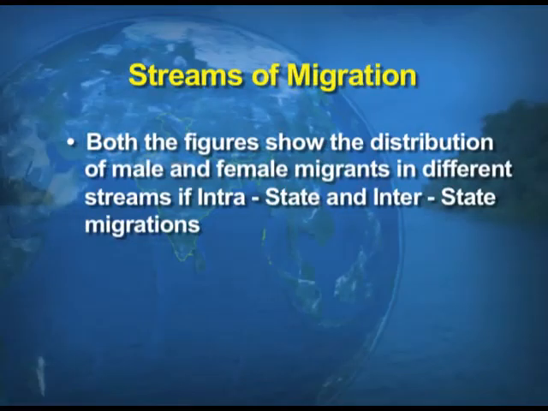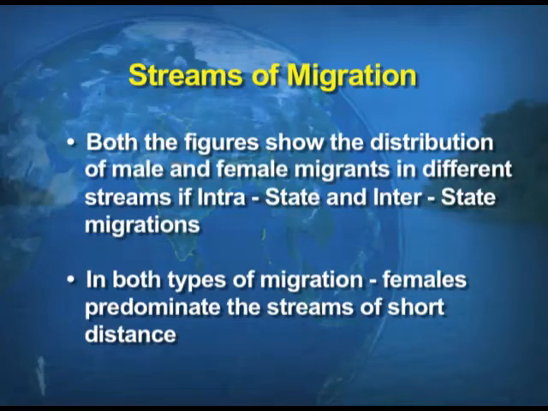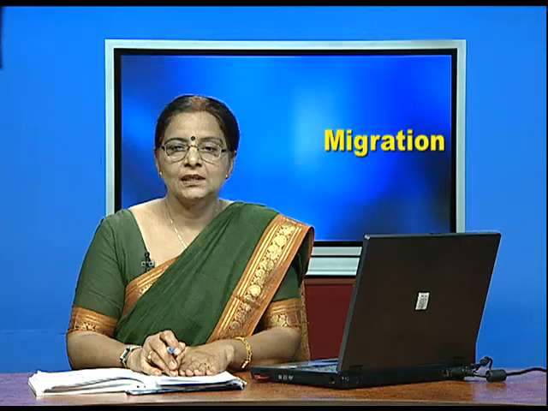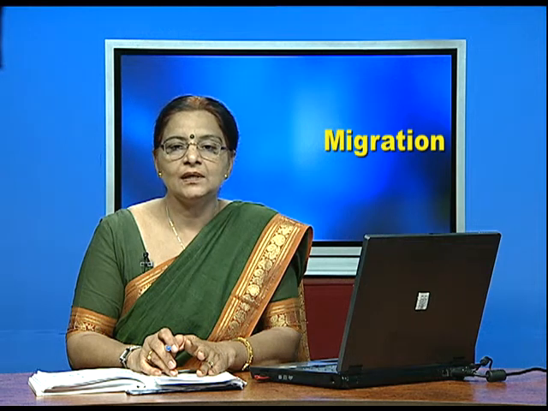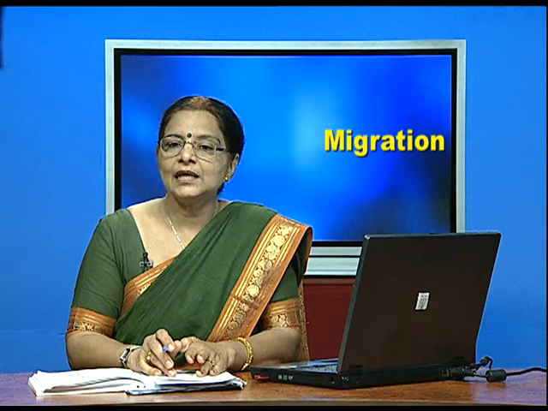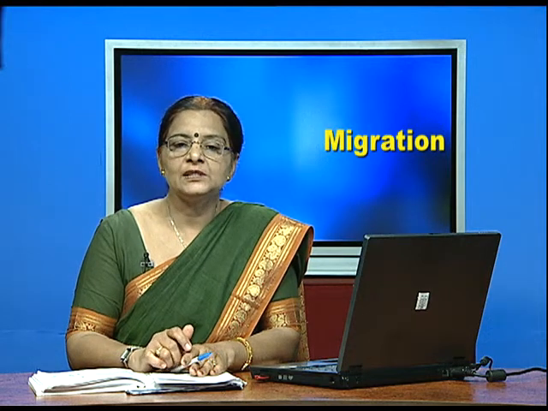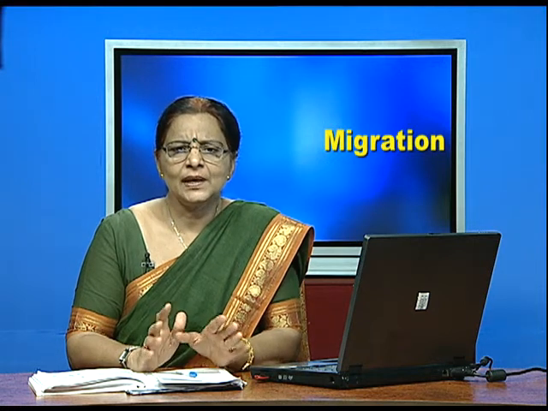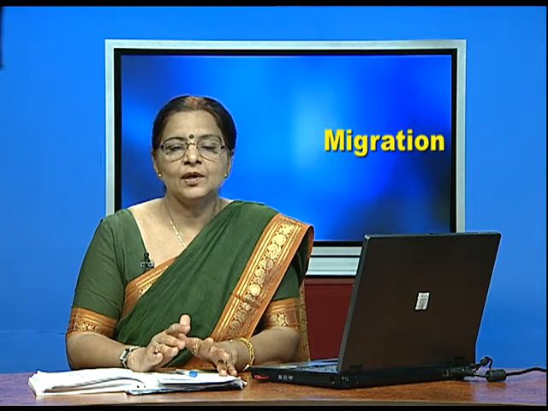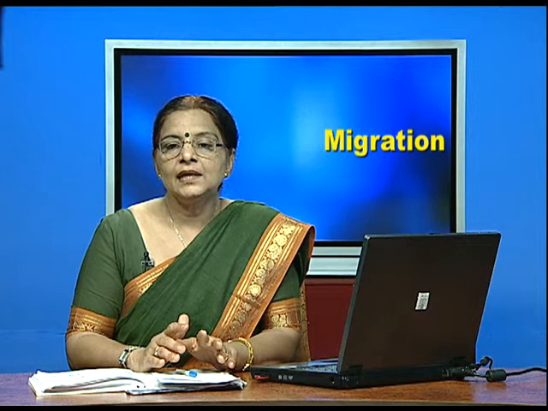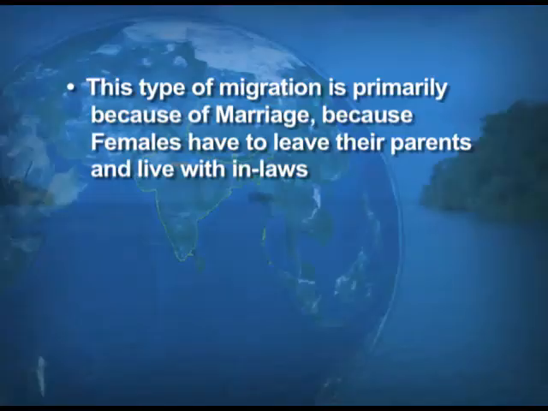Now, both the figures, as you have seen in the visuals, show the distribution of male and female migrants in the different streams of intrastate and interstate migration. And children, I have made it clear to you what is intrastate, that is within the state, and interstate is from one state to another state. In layman's language, the intrastate can be termed as short distance migration, and the interstate can be termed as a long distance migration. So, in both the types of migration, the females predominate the stream of short distance, and that is very clear. The short distance migration may be because of marriage or maybe some other natural calamity that the people migrate short distances.